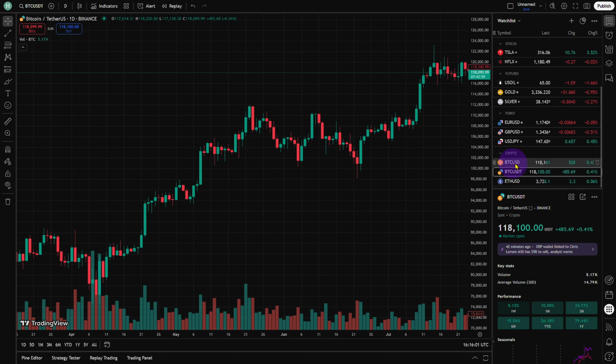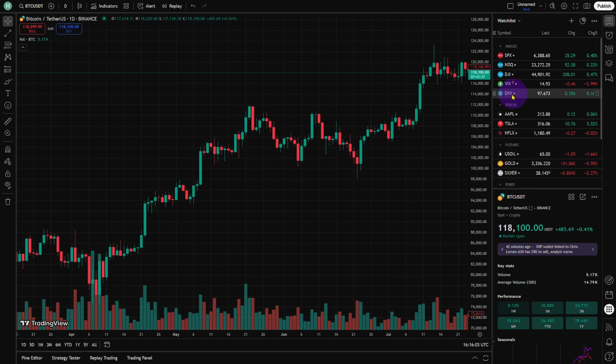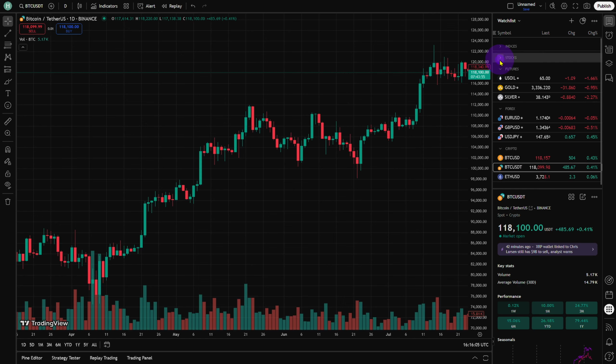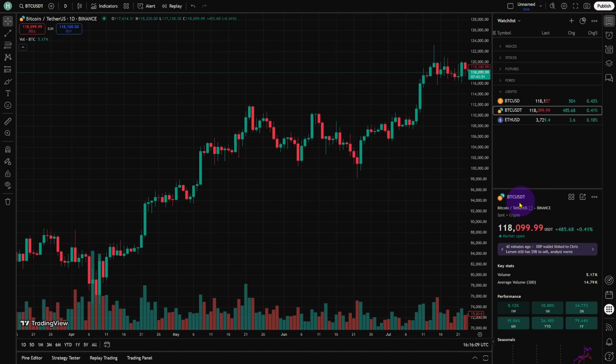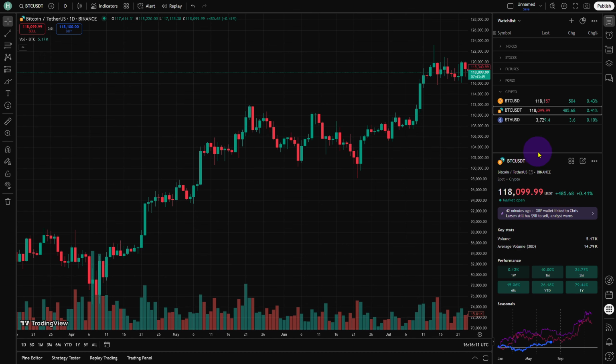You can see on the right we got our crypto, we have our forex. You can simply close these menus if you are only interested in crypto. And yeah, so you can see all of these fields are modular. You can change them and go through the crypto market.